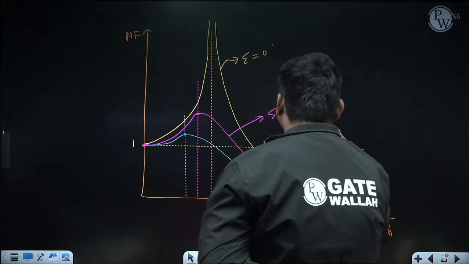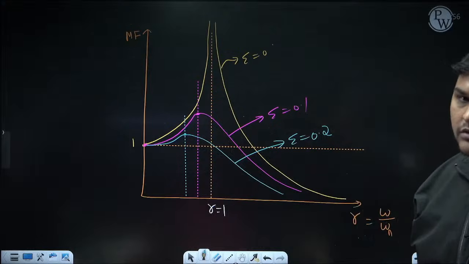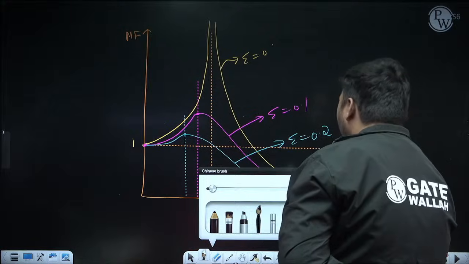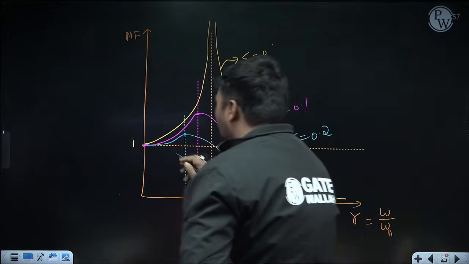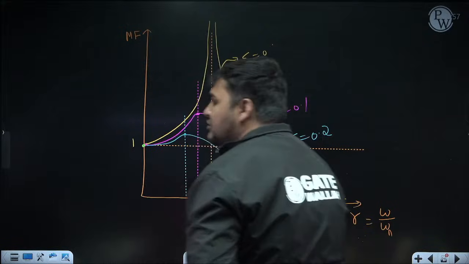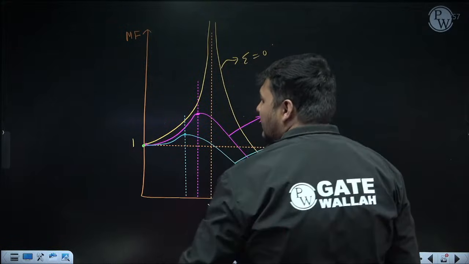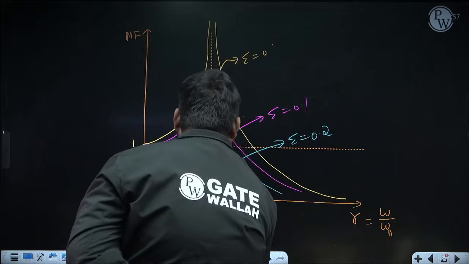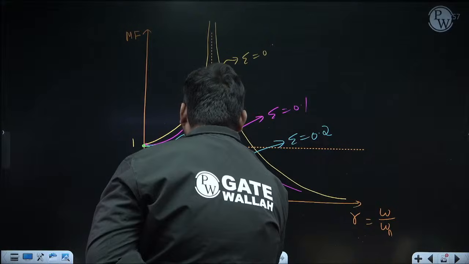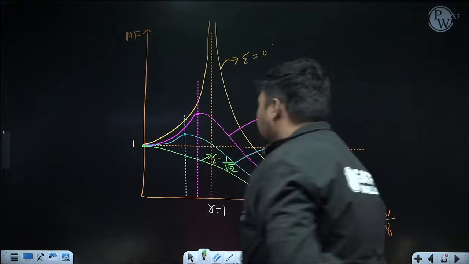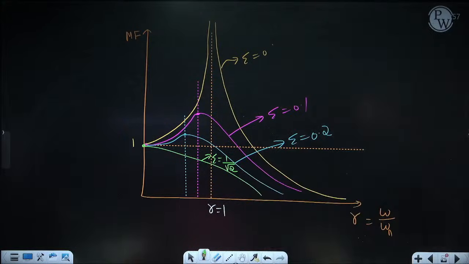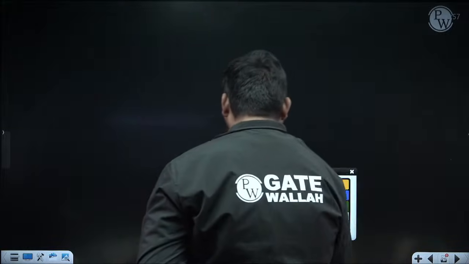So this is the graph for zeta equal to 0.2. Like this, you can draw the graph. And like this, it will reach zeta equal to exactly 1 by root 2. So at zeta equal to 1 by root 2, MF will be maximum at r equal to 0, and at r equal to 0, the value is 1. So the value of MF max will be 1, and after that it will continuously reduce. This is the graph for zeta equal to 1 by root 2. Clear?